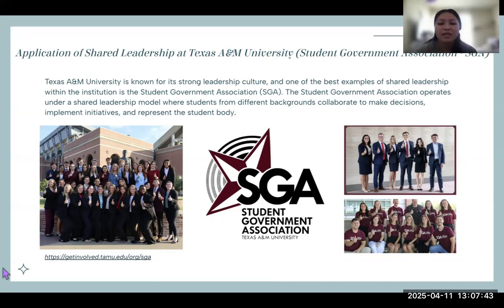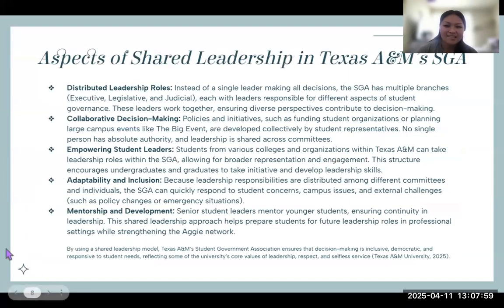You can see in these images how collaborative it is, and everyone has different contributions, all working towards a common goal. There are people from different backgrounds all working towards a common shared goal. And then moving on.